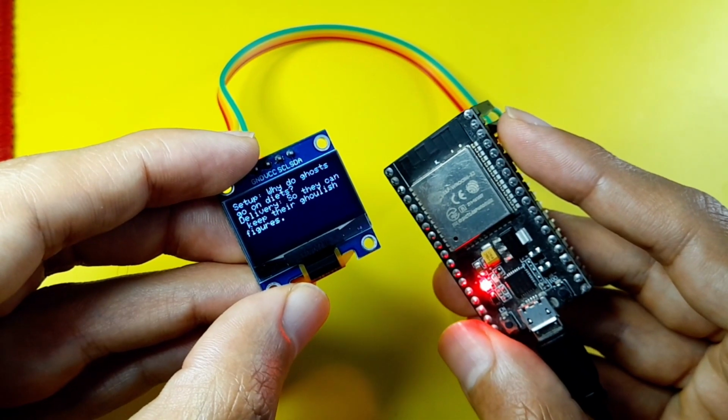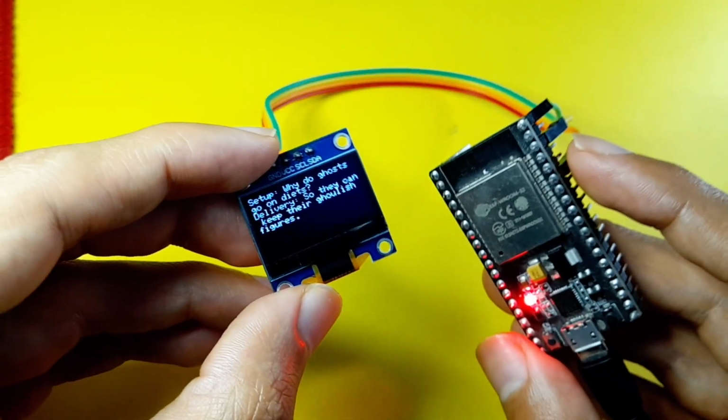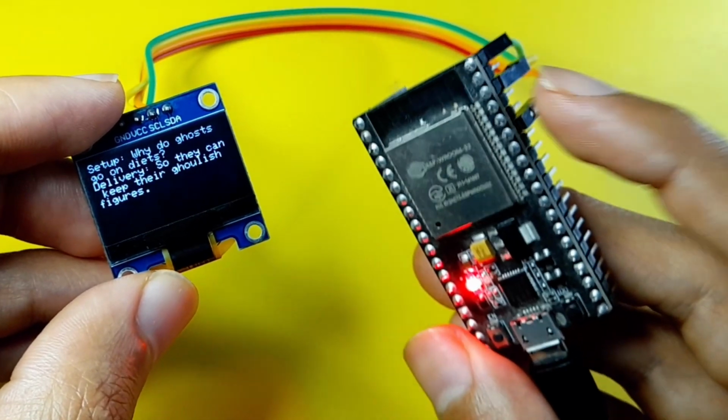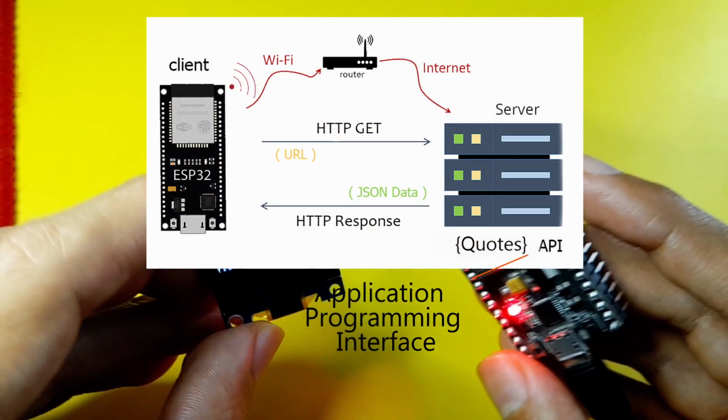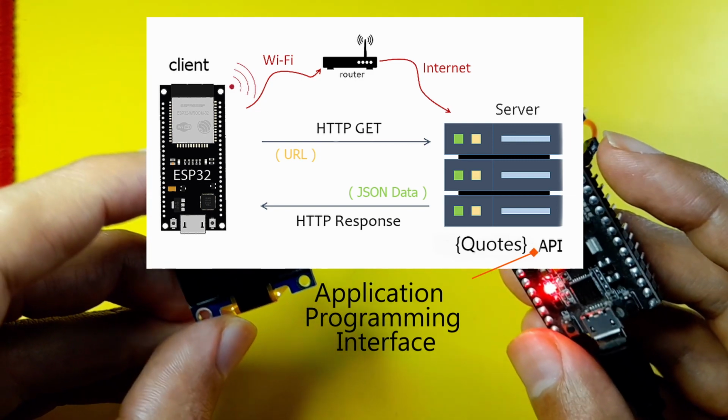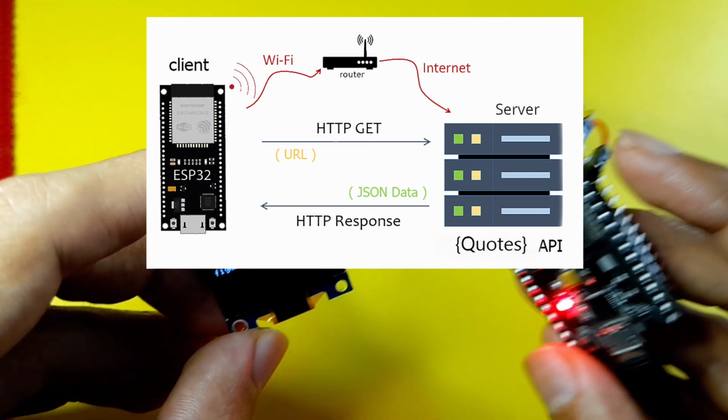Hey, what's up everyone? In today's episode, I'm going to show you how to use an external API with an ESP32 microcontroller. So if you don't know what an API is, it stands for Application Programming Interface, which is a service that is located on the internet.